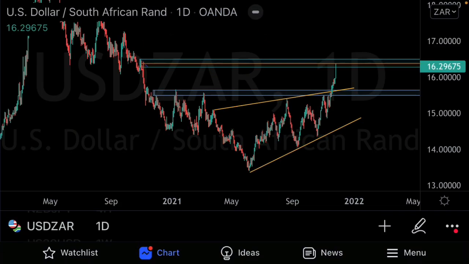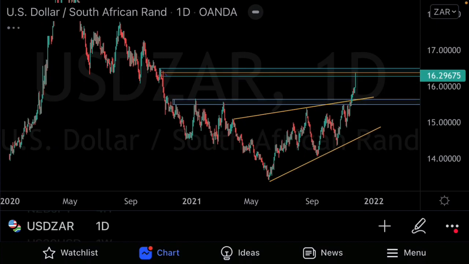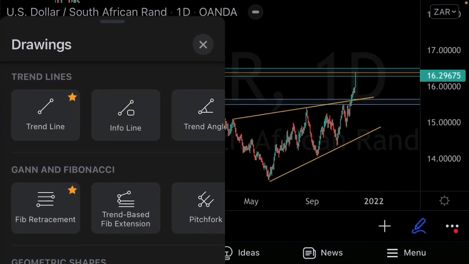So guys, we're on USDZAR from a daily perspective, and this is the last pair that we're going to have a look at for our weekly market forecast. And what I might say is probably going to be the most interesting pair in terms of a higher time frame swing trading opportunity.